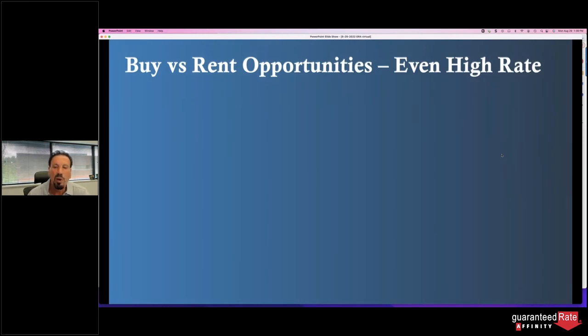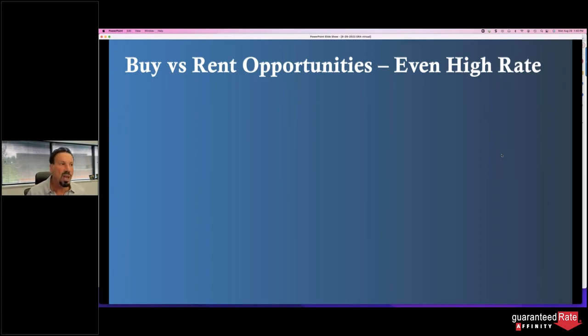Now, we know rates have gone up, and some people are hearing, you know what, maybe I'll just rent, right? Well, before they do that, let's use an extreme example. Let's just say that they don't really qualify and they need to use even something called a non-QM or a higher rate mortgage.